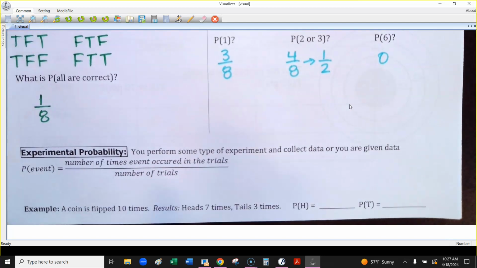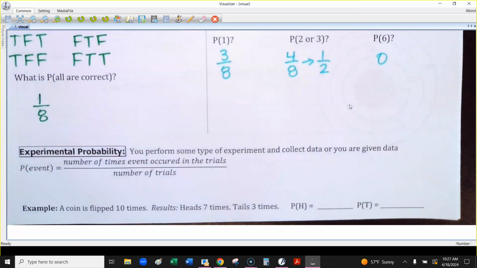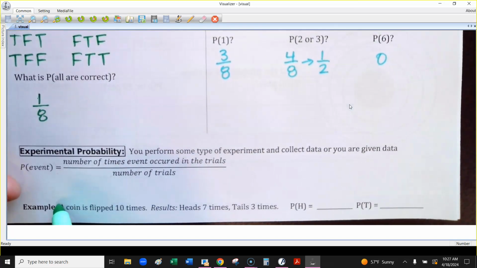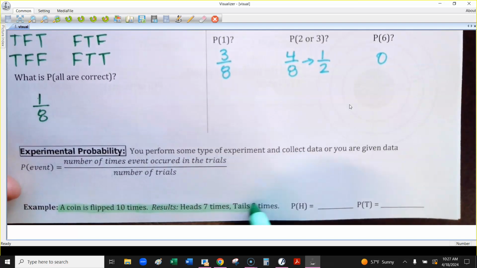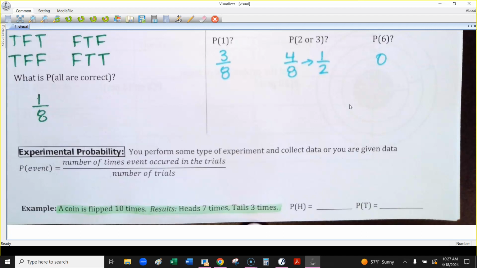So just to make this hopefully make a little bit more sense, if I flipped a coin, my theoretical probability, we already talked about this, would be 1/2 for heads, 1/2 for tails. For my experimental probability, here's this little experiment at the bottom of the page. It says a coin is flipped 10 times, and you get heads 7 times, tails 3 times. So based on the experiment, what would the probability of heads be?